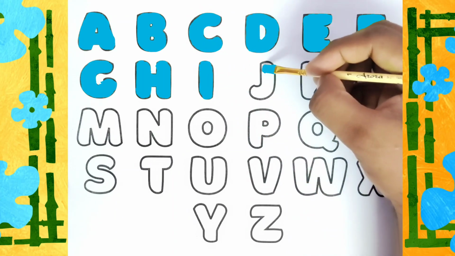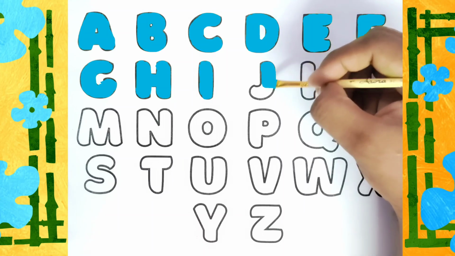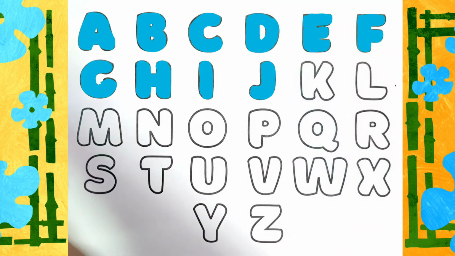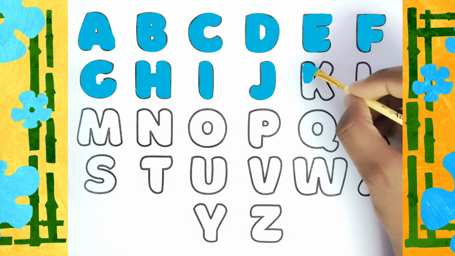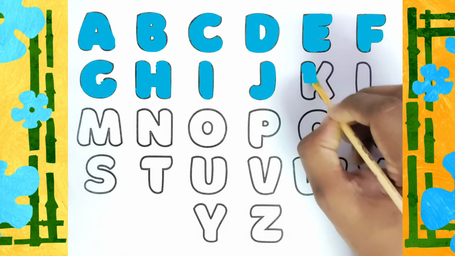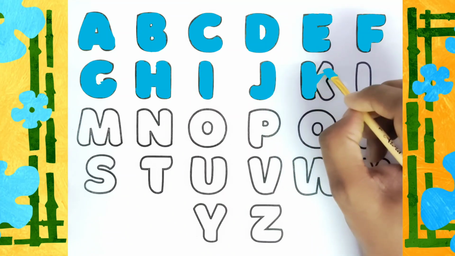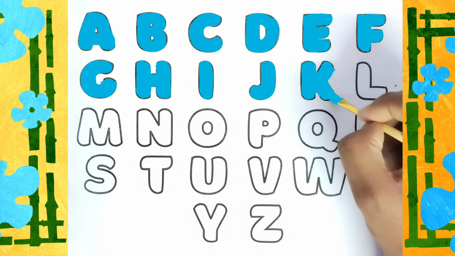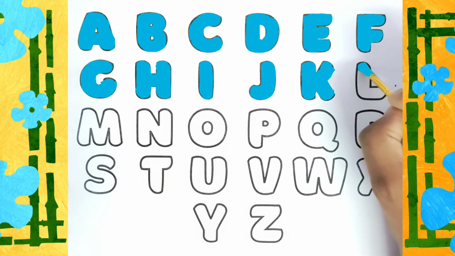This is J. J for joker. This is K. K for kite. This is L. L for lion.